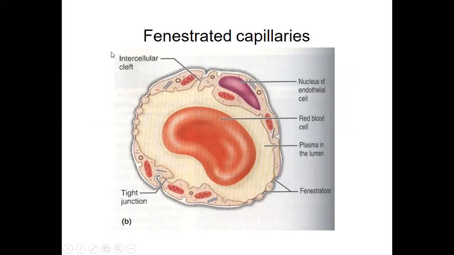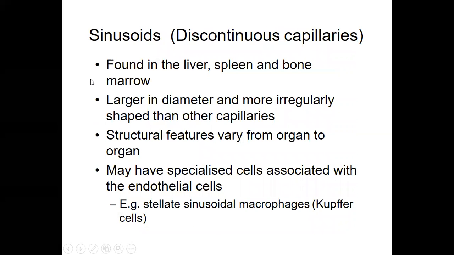Now going to proceed to discuss the discontinuous capillary, sinusoid. Sinusoid can be found in the liver, in the spleen, and also the bone marrow. It is larger in diameter and more irregular in shape compared to the other capillary. This is the special characteristic of the discontinuous capillary.